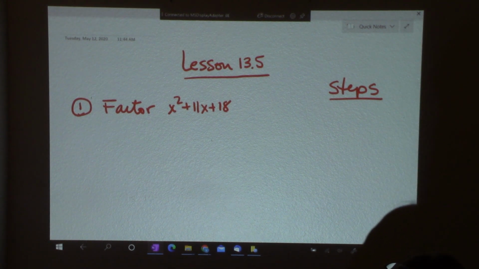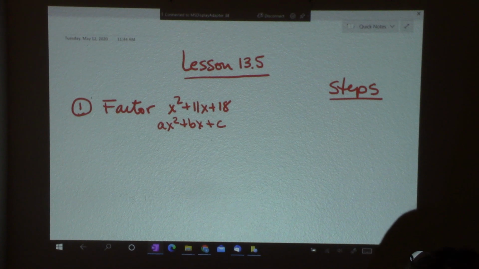Okay, so this has the form of ax squared plus bx plus c, where a represents the coefficient, or the number in front of x squared. B represents the coefficient of the x term, and C is the constant that's by itself. It doesn't have a variable. Now that's important because we're going to use those in our steps.